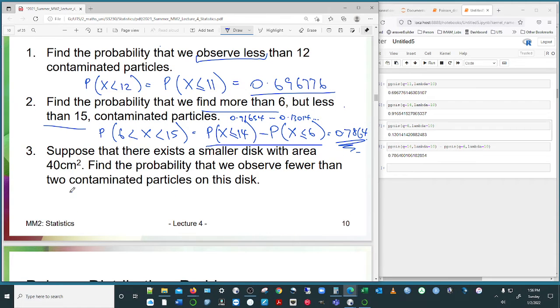So suppose that there exists a smaller disk area with 40 centimetres squared. Find the probability that we have fewer than, so there's our English language problem, 2 contaminated particles on the disk. So the next thing we've got to factor in is lambda at 40. Now lambda at 40 is meaning that we're going to have to rescale our 0.1. So we rescaled it for 100 before, because 0.1 was per centimetre. So it's 4 per 40 centimetres. So that's our new lambda. And so we're going for fewer than 2.